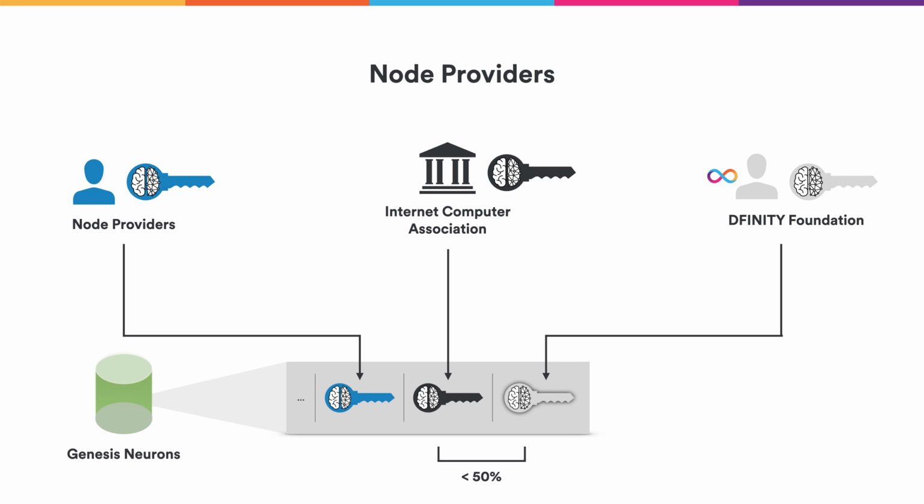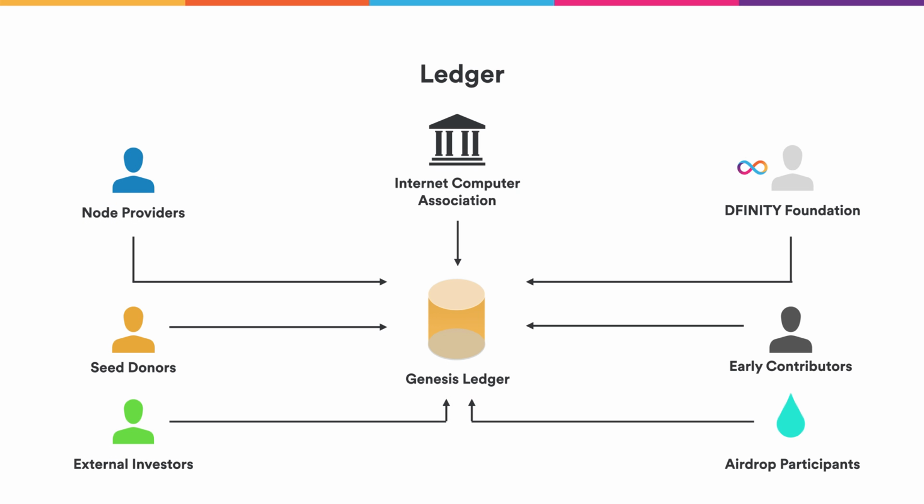Lastly, we need to initialize the genesis state of the ledger canisters. This includes the initial accounts for all neuron holders, which includes node providers, the Internet Computer Association, and the DFINITY Foundation, plus all accounts for early contributors to the project and the financial investors who supported the project since its early days.